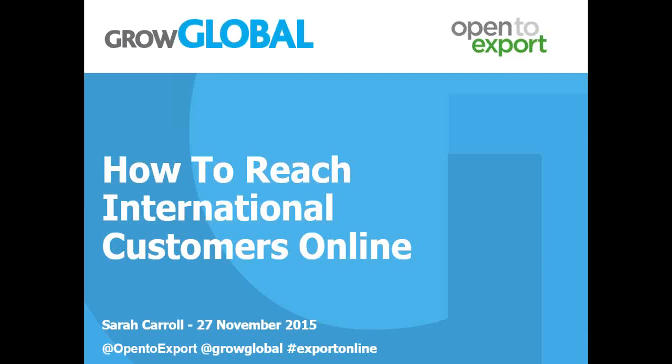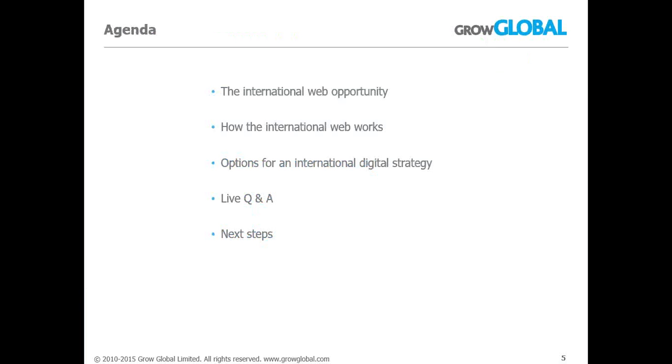Today I'm going to give you an overview of how you can reach international customers and grow your business through selling online. The agenda is, first of all, we're going to have a look at the international web opportunity, which is why you should be exporting online. We're going to look at how the international web actually works, and then we'll dive in, as William was saying, to the options for an international digital strategy. We'll have some live questions and answers at the end, and then William will run through some next steps if you want to actually start implementing some of the ideas we give you today.